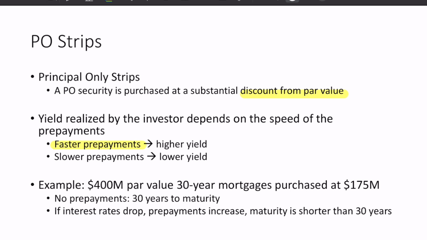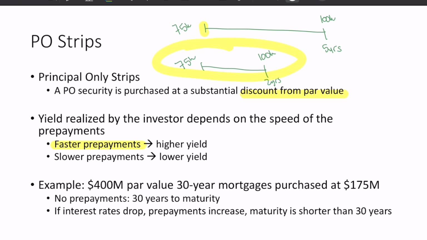So if you were invested in a principal-only security, think about just a simple example. If you were receiving $100,000 in 5 years versus receiving $100,000 in 2 years, and you paid the exact same amount for each one, suppose you paid $75,000 for each version, which one are you actually getting a higher rate of return in? You're getting the much higher rate of return in the one where you receive the $100,000 quicker.